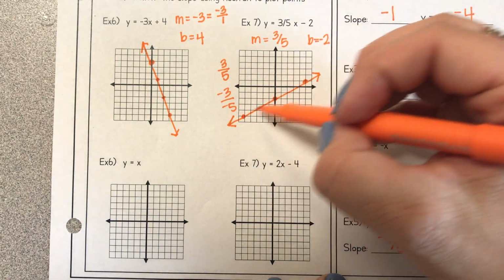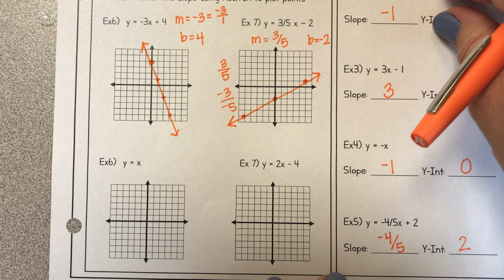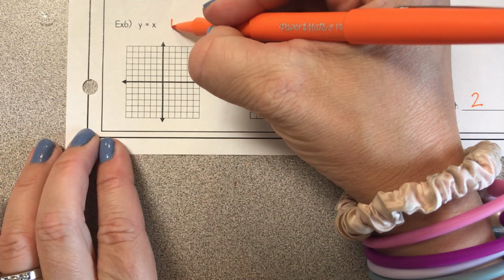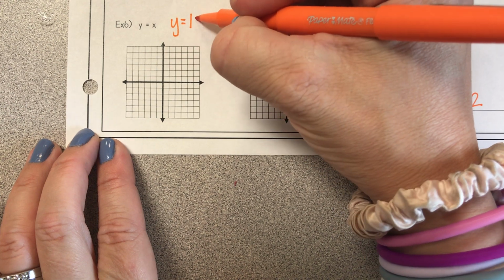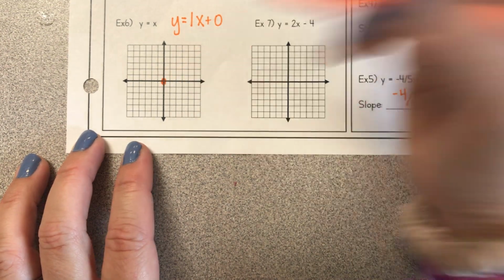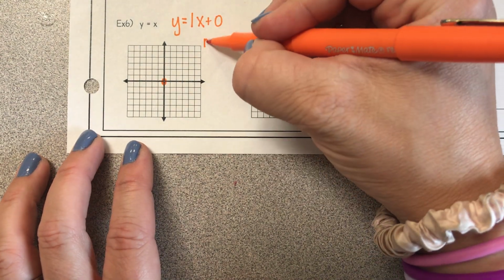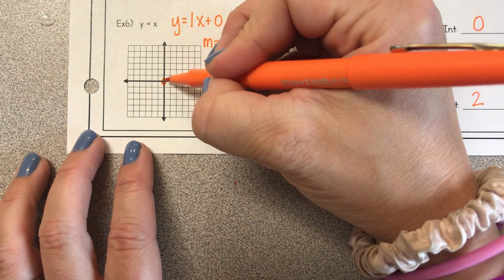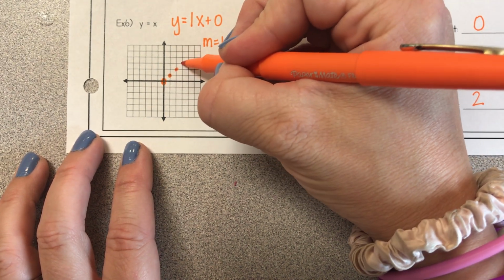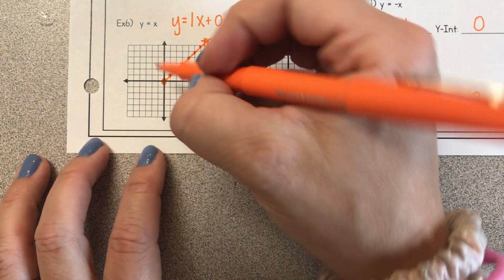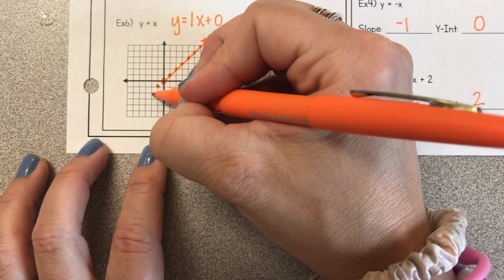So we want to make sure that our line is covering as much of the graph as possible. Okay, on number 6, y equals x. That's like saying y equals 1x plus 0. So my y-intercept is 0. It's going to cross that y-axis right there at 0. My slope is 1, which if I'm trying to write that as a fraction, rise 1, run 1. Okay, and then if I'm trying to extend it back this way, -1, -1.